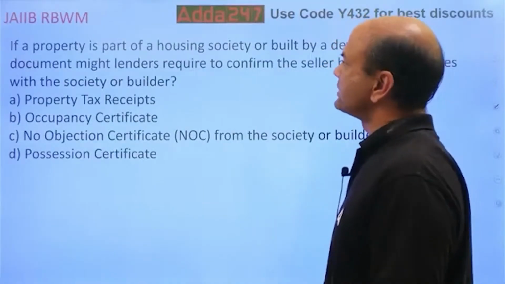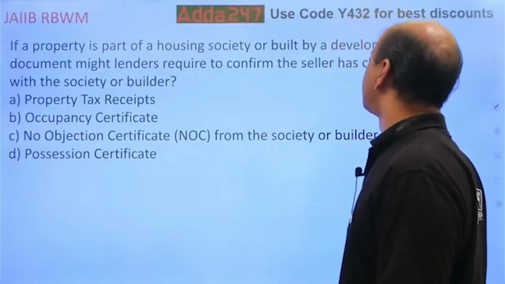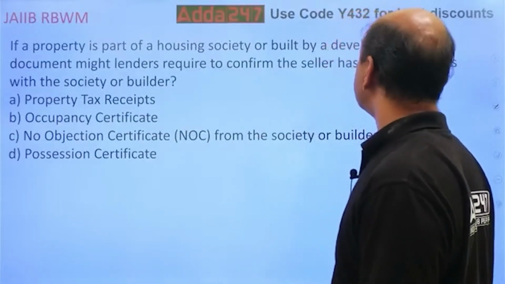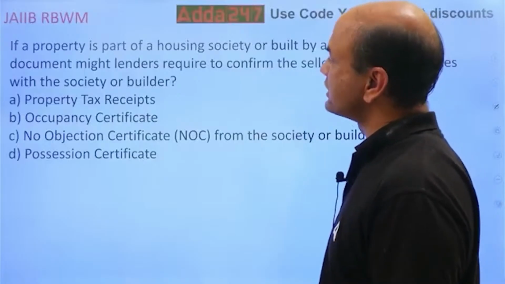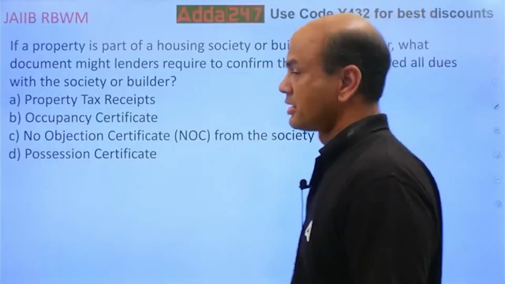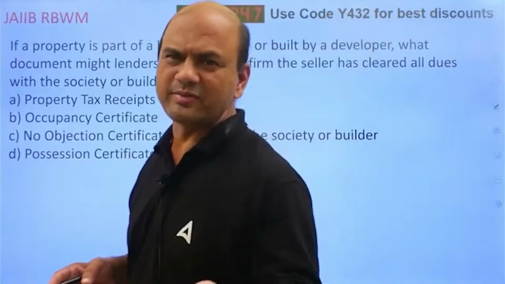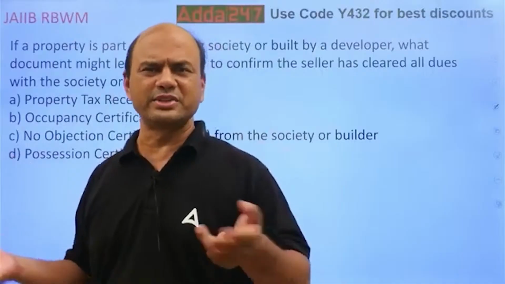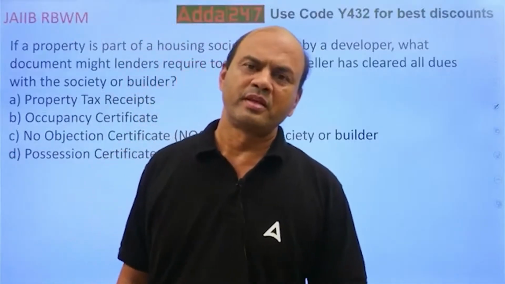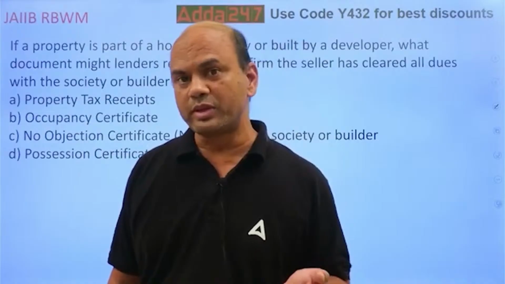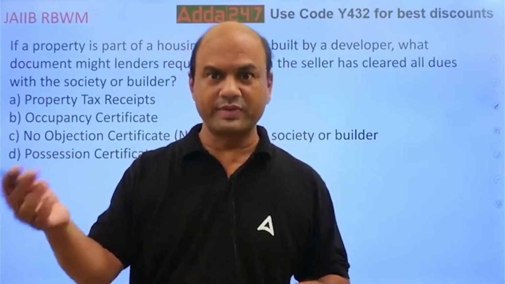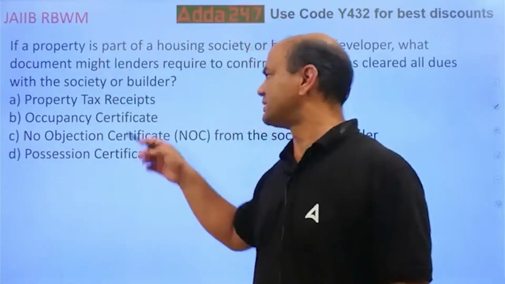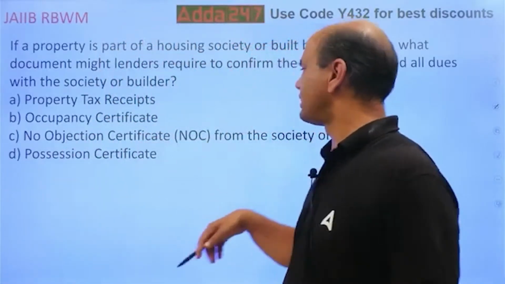If a property is a part of housing society or built by a developer, what document might lenders require to confirm the seller has cleared all the dues with the society or the builder? Means if I am purchasing a flat, second-hand flat, let's say, from a cooperative society or any housing society, then which document will prove that the seller, whoever is selling me, has cleared all the dues? Property tax, occupancy certificate, NOC from the society or possession?